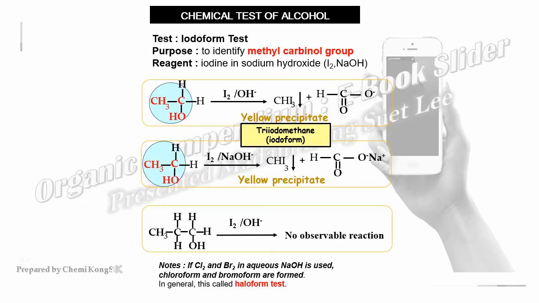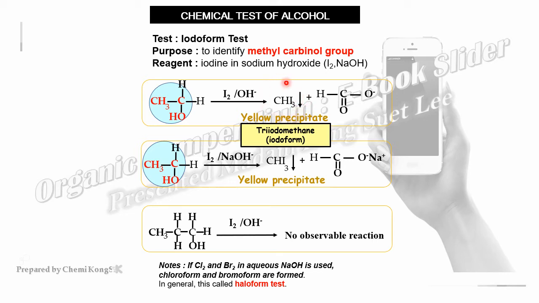Okay, after Lucas test, another test is the Iodoform test to identify methyl carbonyl group. Okay, what is meant by methyl? Methyl means CH3. Carbonyl means the carbon that is attached to CH3 and O. So this is the methyl carbonyl group. So we are using basic iodine, which means iodine in sodium hydroxide. Okay, if you are using I2/OH, it will form CHI3. Okay, the downward arrow refers to precipitate.